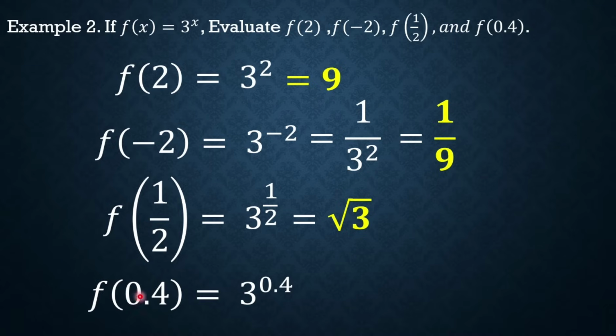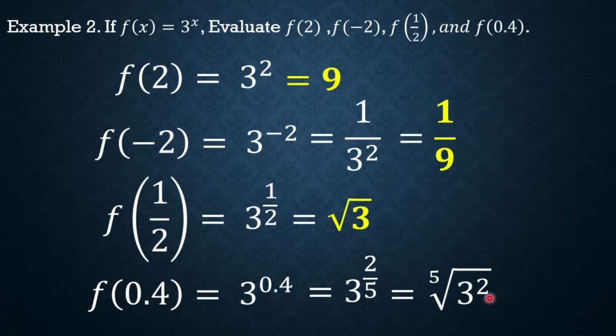Another, we have f of 0.4. So, that will become 3 raised to 0.4 is equal to 3 raised to 2 over 5. Why 2 over 5? Kapag kinonvert natin itong 0.4 sa fraction, it will become 4 over 10. So, get the lowest term of 4 over 10, that is 2 over 5. And then, kapag in-evaluate natin yung 3 raised to 2 over 5, that will become 5th root of 3 squared. And it will become 5th root of 9.